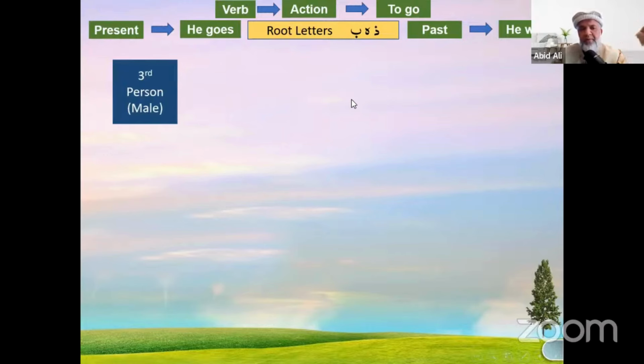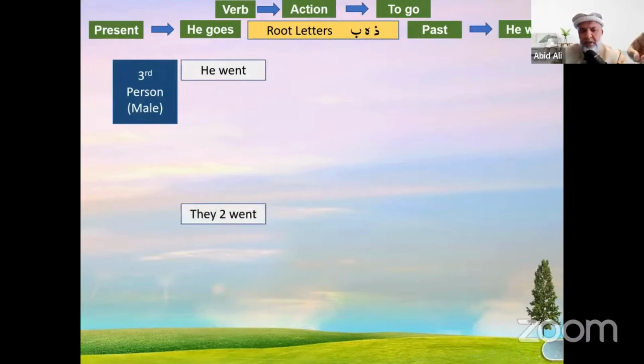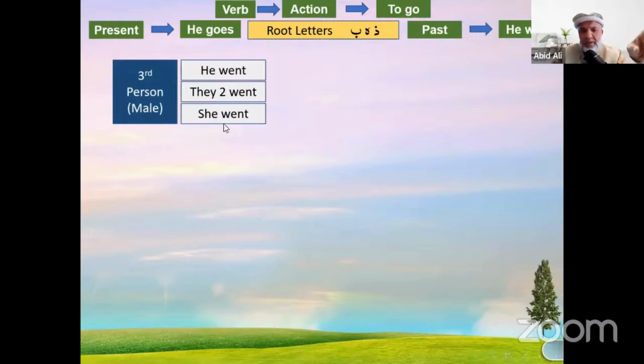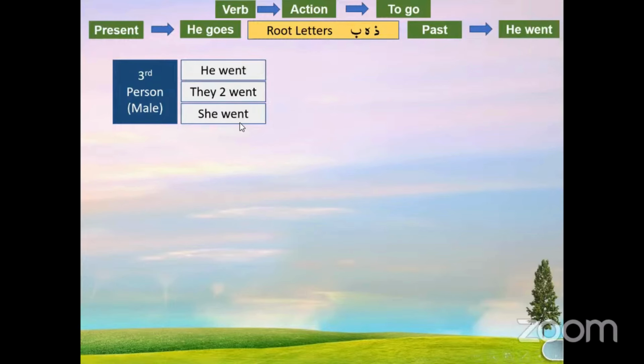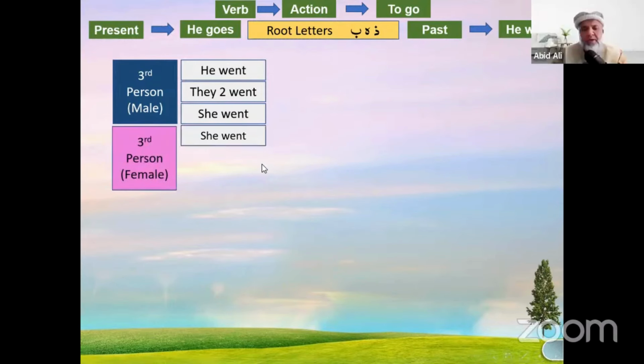So if I'm dealing with third person male, in English, I'm going to say he went for singular. I'm going to say they two went, two male went. Then I'm going to say, actually, this should be they all went. Yeah, there is a typo here. So so far, you understand what I'm trying to do here? That if I want to talk about the past tense, how would I explain the third person male? Am I going to say for singular, he went, they two men went, and then they all went? Okay. What about the female? I'm going to say she went, they two female went, and they all female went.